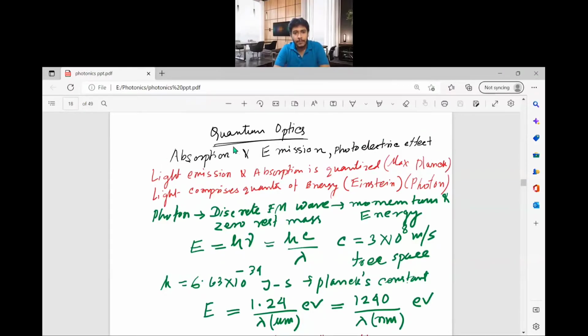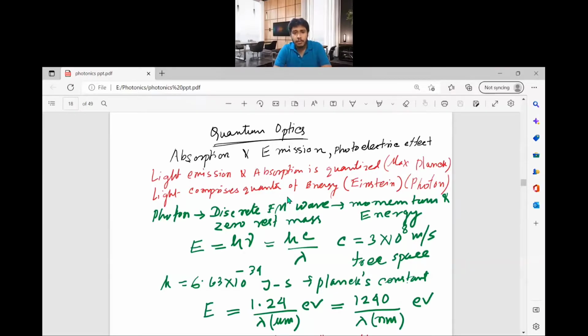So until now we have considered light as a continuous wave. Last, we considered light as an electromagnetic wave, but still as a wave. Now in quantum optics we consider that light consists of particles. So it has both particle nature and wave nature. Max Planck and Einstein are the main contributors in the quantum optics domain. Max Planck first stated that light emission and absorption are quantized. And Einstein said that light comprises quanta of energy. So light itself is a quantum of energy.